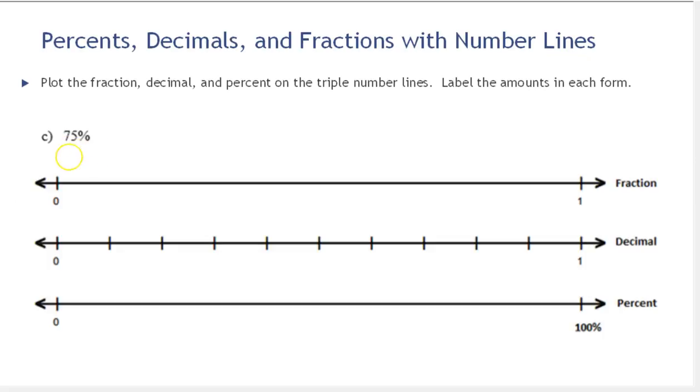Now we have 75%. So where is that going to be on this percent number line? Well, here's 0 and 100. I'm going to use some values. We know that halfway through we saw is 50% if we divide 100% into 2 equal pieces.